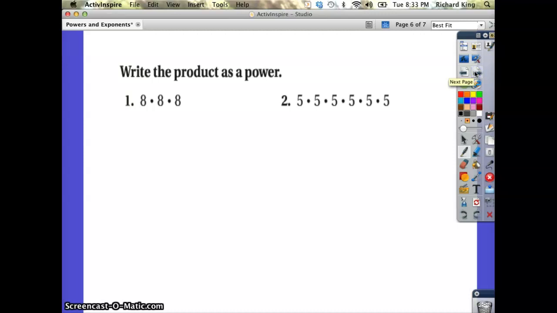Here are some examples of writing products as a power. Again, your base in this case is 8, and the 8 is used 3 times, so your exponent is 3, so your power is 8 to the 3rd power, or 8 cubed. Here your base again is 5. It's used 1, 2, 3, 4, 5, 6 times, so 5 to the 6th power is your power in this case.